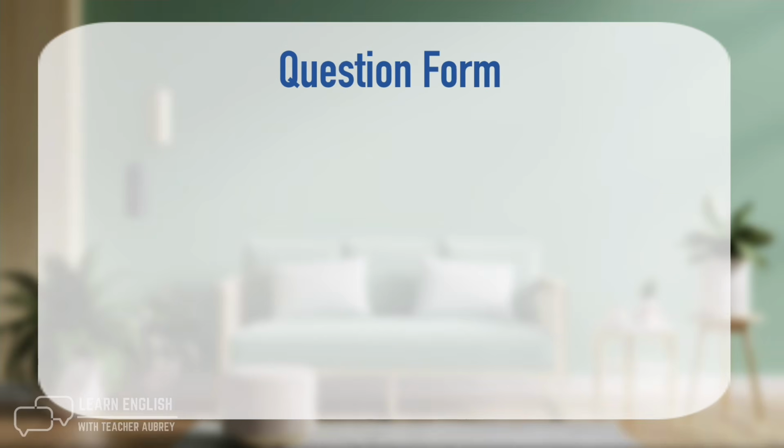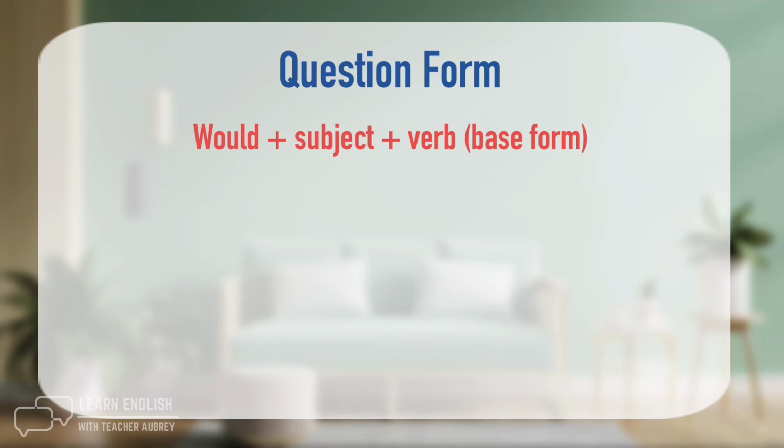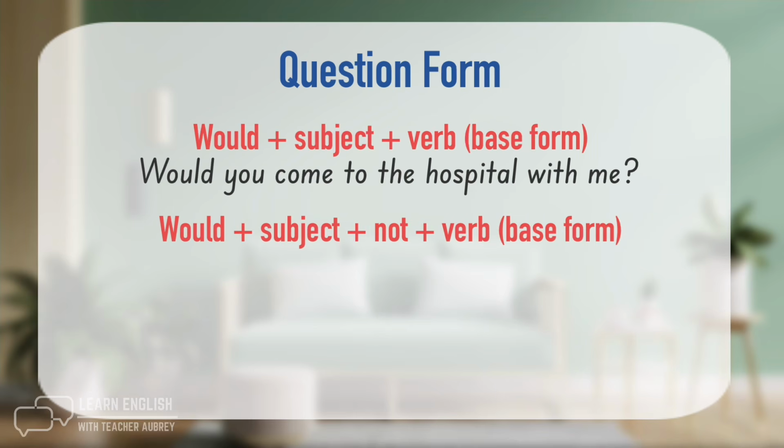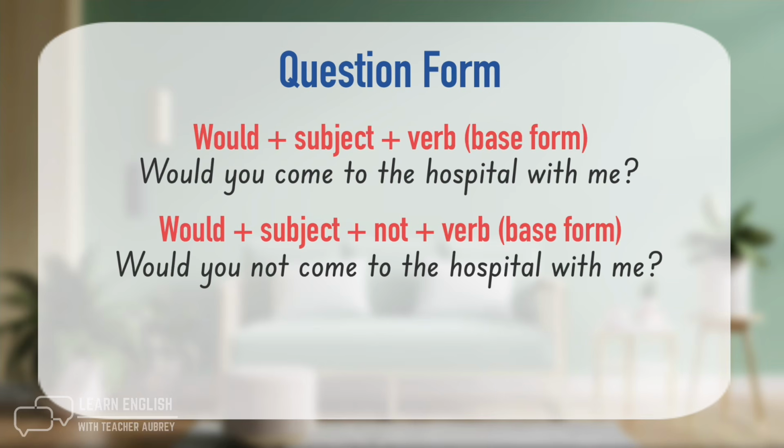When you'd like to ask using the modal verb would to have the question form, just follow these patterns. Would plus the subject plus the verb in its base form. Example: would you come to the hospital with me? Next is asking using the modal verb would in negative question form. Would plus the subject plus the word not plus the verb in its base form. Example: would you not come to the hospital with me?